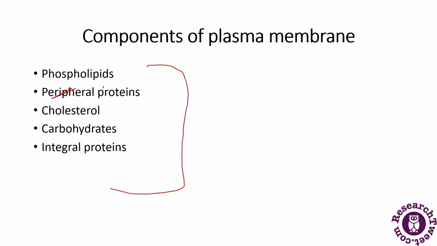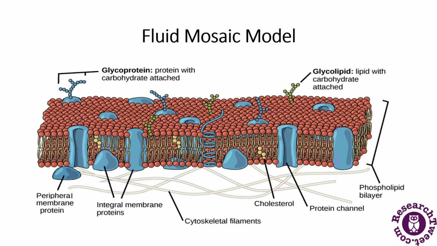Carbohydrates are found attached to the lipids or proteins on the extracellular side of the membrane, which leads to the formation of glycolipids and glycoproteins. Now, integral proteins are found implanted in the phospholipid bilayer. So these are some of the components of the plasma membrane.